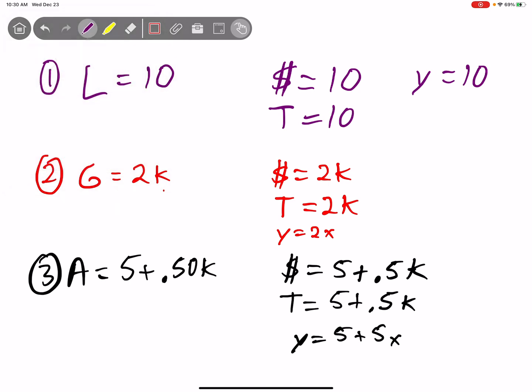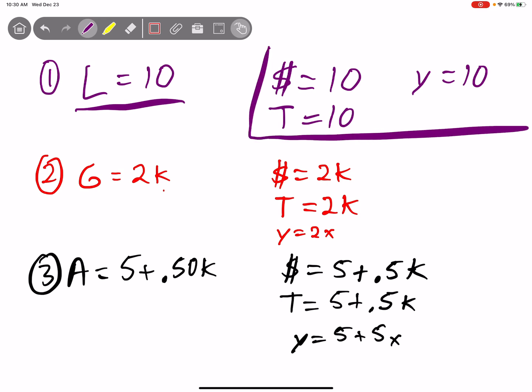Leanne gets $10 no matter what. You're not multiplying it by how many kilometers she walked, because it doesn't matter how far she walks. She gets $10 no matter what. So the money always equals 10. That's what this says. In the second one for Gilberto, he gets $2 per kilometer, meaning each kilometer is going to give him $2. So if he walks 1 kilometer, he gets 2 times 1, which is $2. 2 kilometers, 2 times 2 gives him $4. 20 kilometers, 2 times 20 gives him $40.